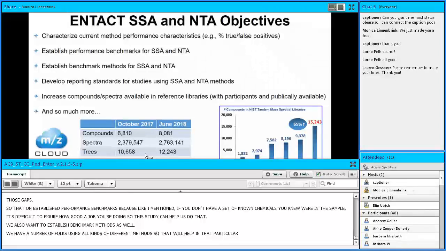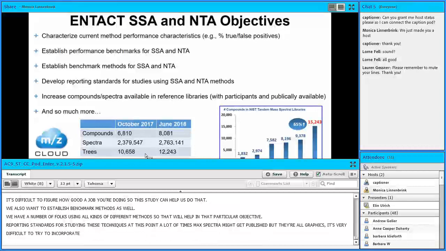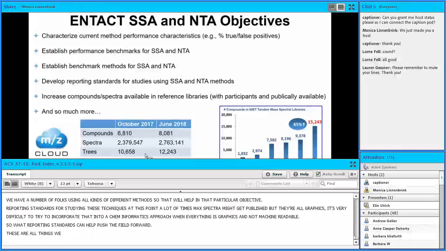Reporting standards for studies using these techniques. At this point, a lot of times mass spectra might get published, but they're all graphics. And it's very difficult to try and incorporate that into a cheminformatics approach when everything is graphics and not machine readable. So what kind of reporting standards can help push the field forward? And these are all things that we talked about at that 2015 workshop.